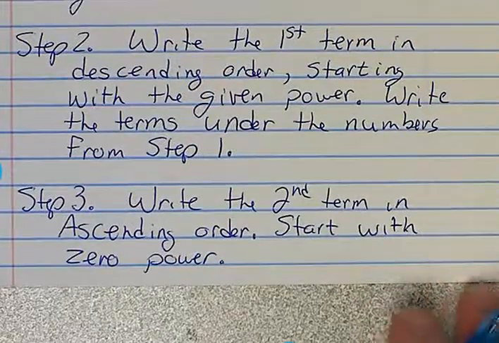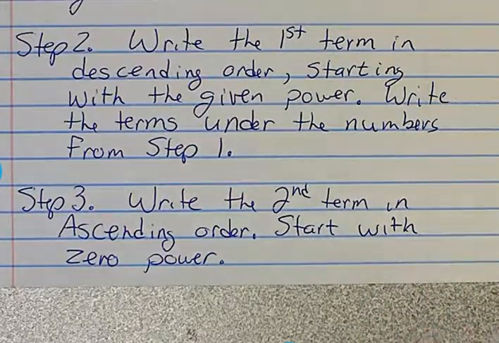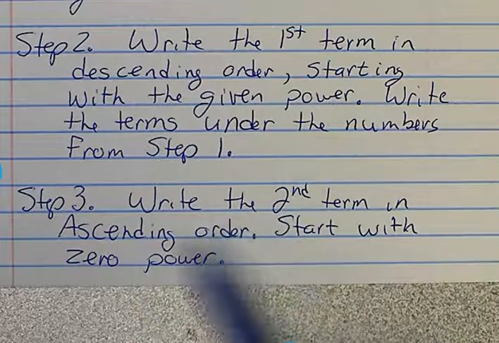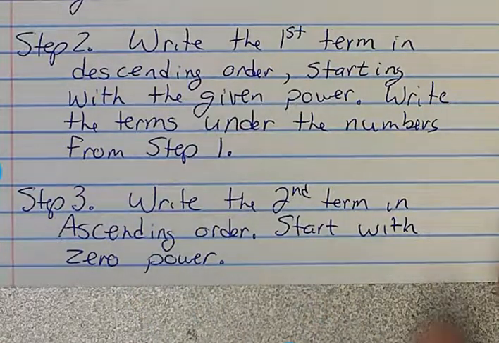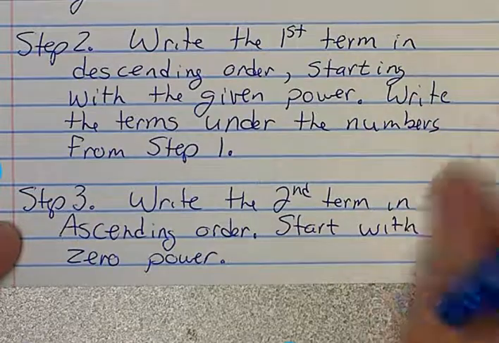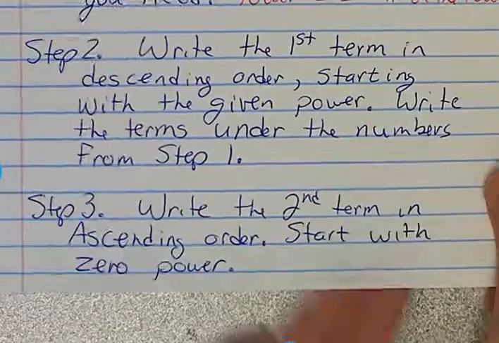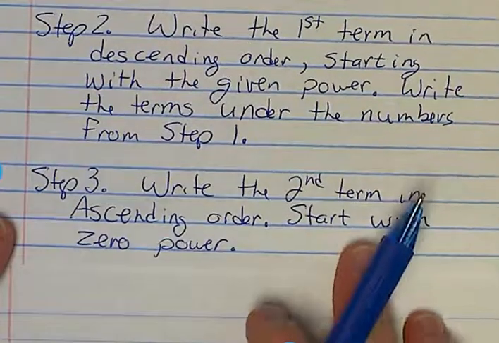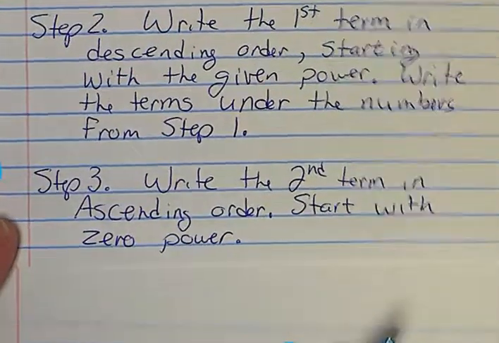Okay, so the first term's in descending order, starting with the given power. The second term, again, underneath the first term, we're going to write in ascending order. Just make sure we start with the 0 power. And so far you haven't really done any math, you're just writing down the different powers and different terms. Here's the last thing we'll do, and here's where we actually do a little bit of work.